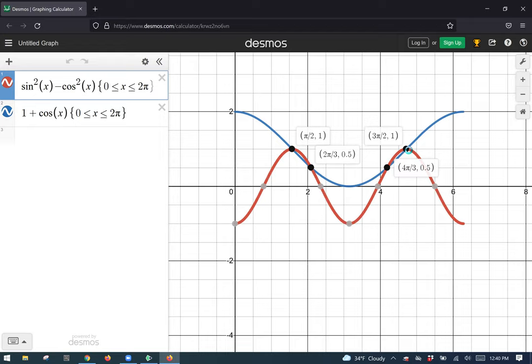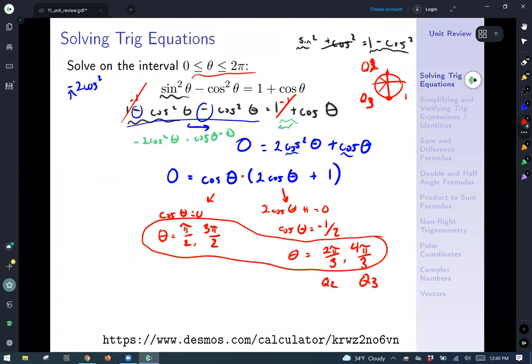Pi over 2 and 3 pi over 2 at the top, and then 4 pi over 3 and 2 pi over 3 respectively. Just kind of a neat way to check your work. Graph the right and left side of the equation and see where they intersect. All right, on to the next thing.